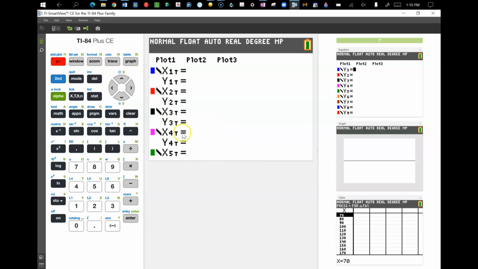And you're going to see something here that looks different from normal function notation. You're going to have an equation for x, you're going to have an equation for y, and there's going to be this subscript t. So for x1 and y1, we are going to put in the equation for Lois. So if you remember, Lois's horizontal position was her velocity times time. And how do you get t? If you hit the X,T,theta,n key, t will pop in there.